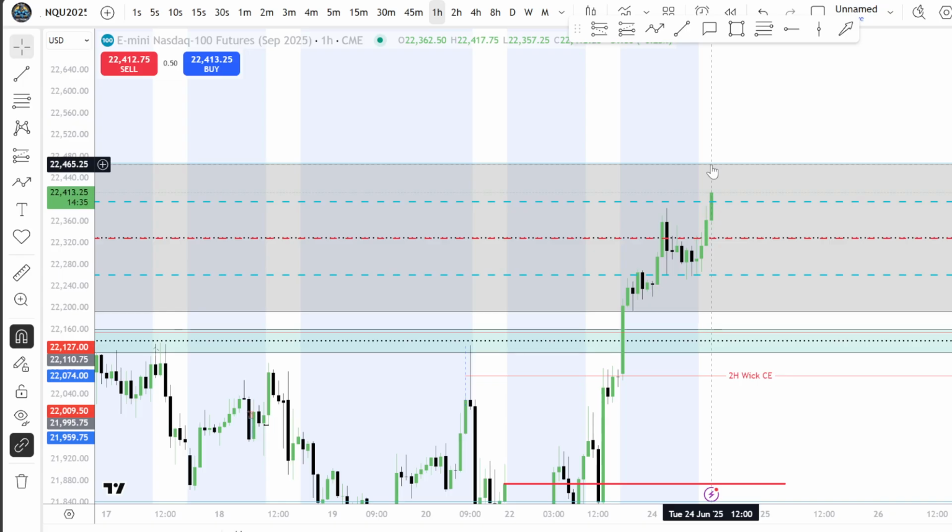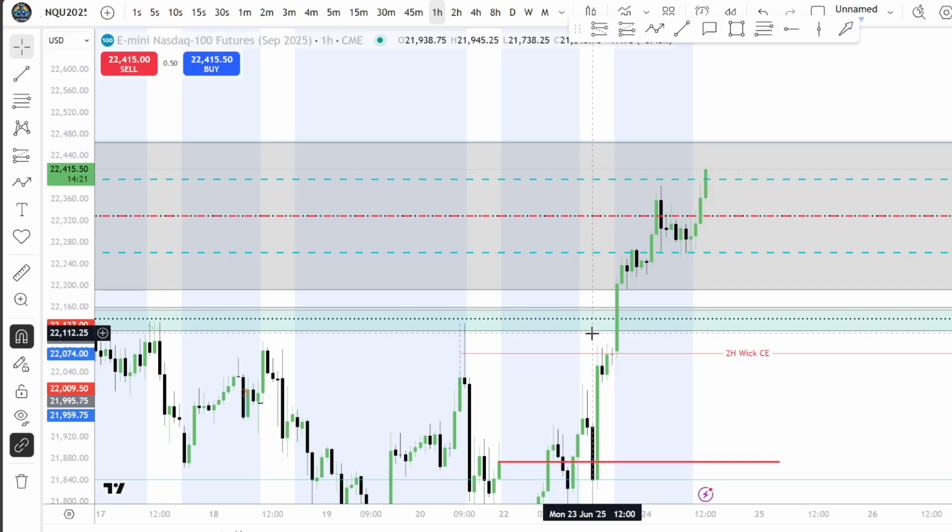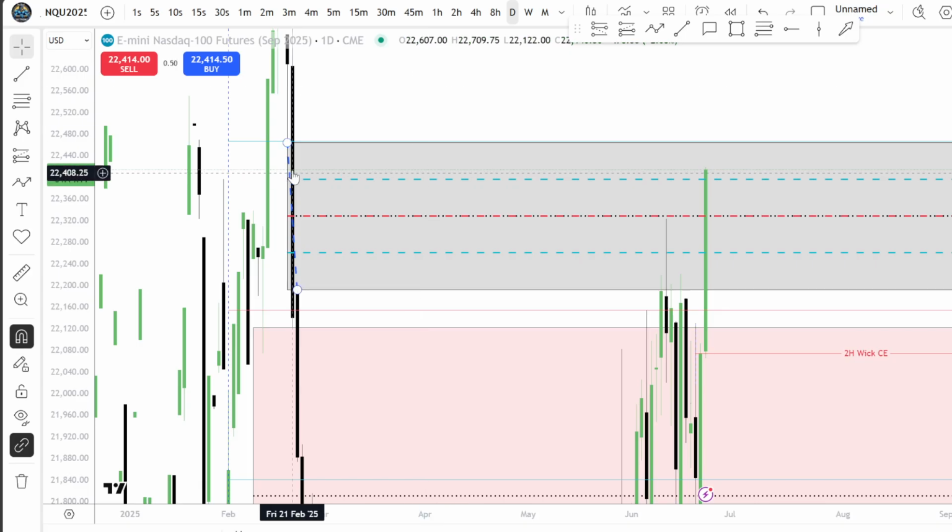So let's get started. In the pre-session review, I mentioned that we passed the line in the sand for bearishness when we went above this 2-hour wick CE. We continued up into this gray area, which is a daily fair value gap. You can see it on the daily. Here it is. I made out these quadrants.